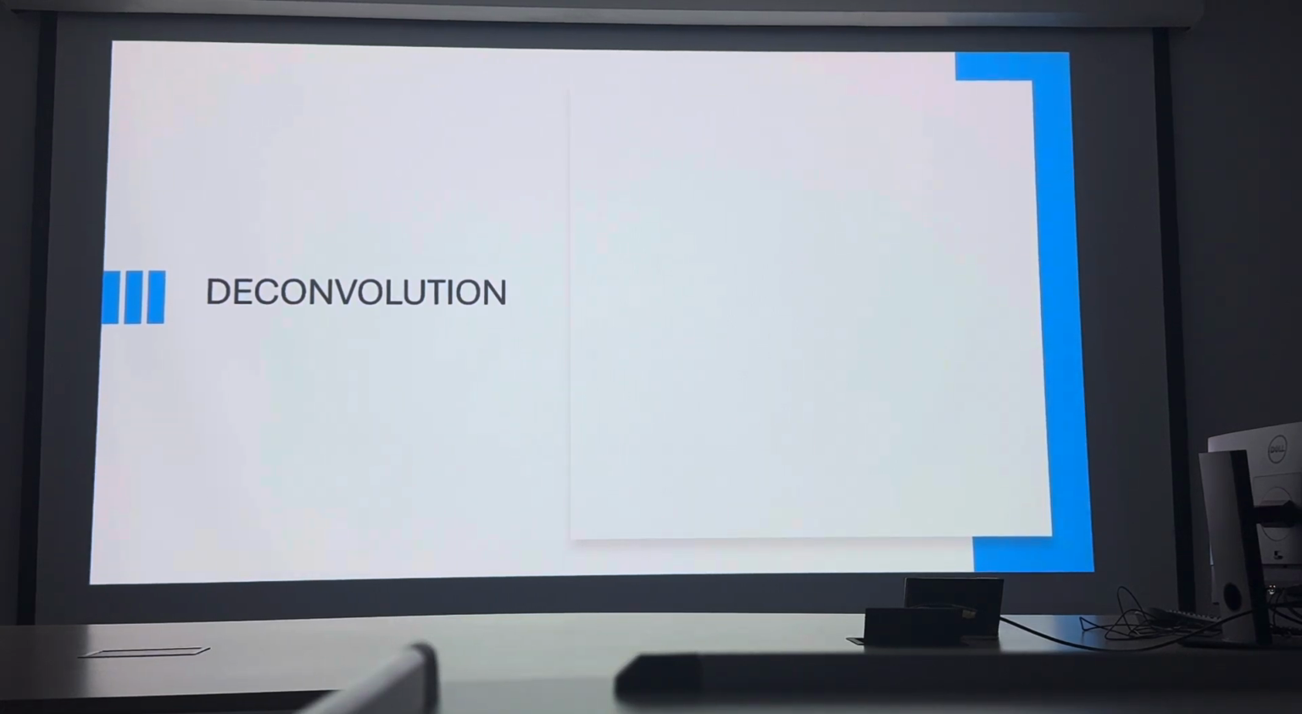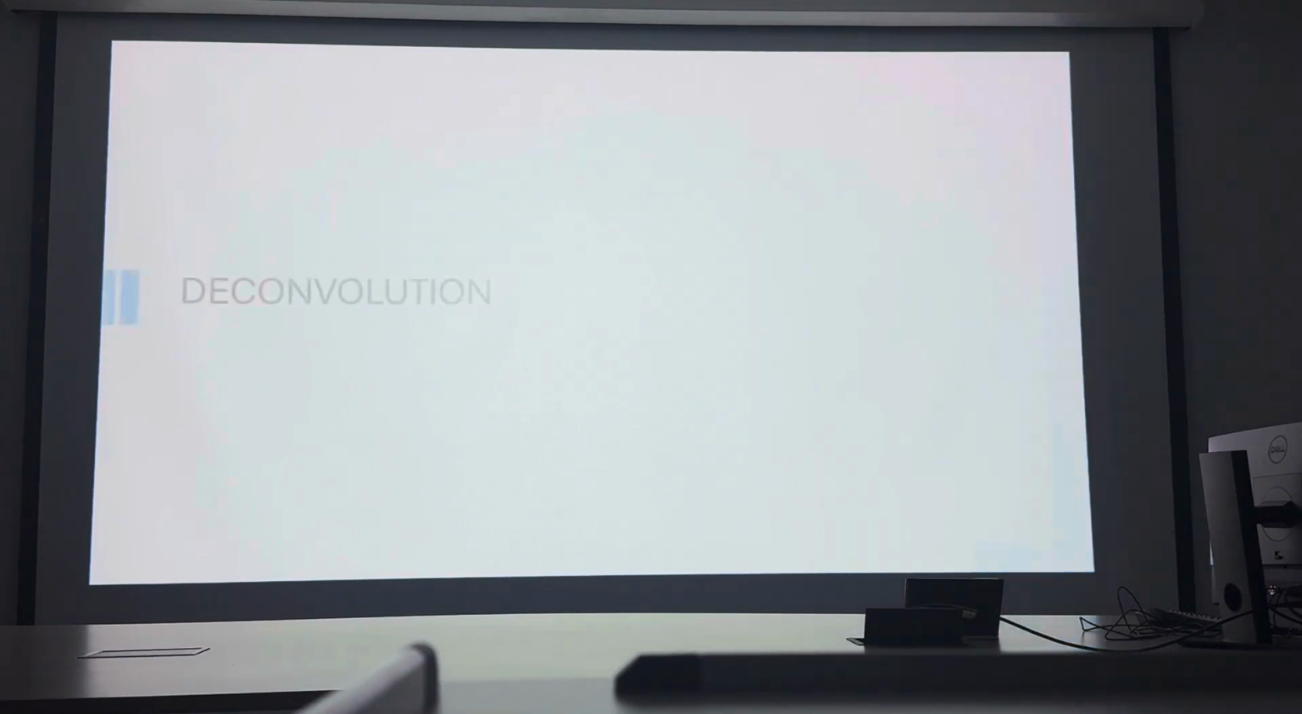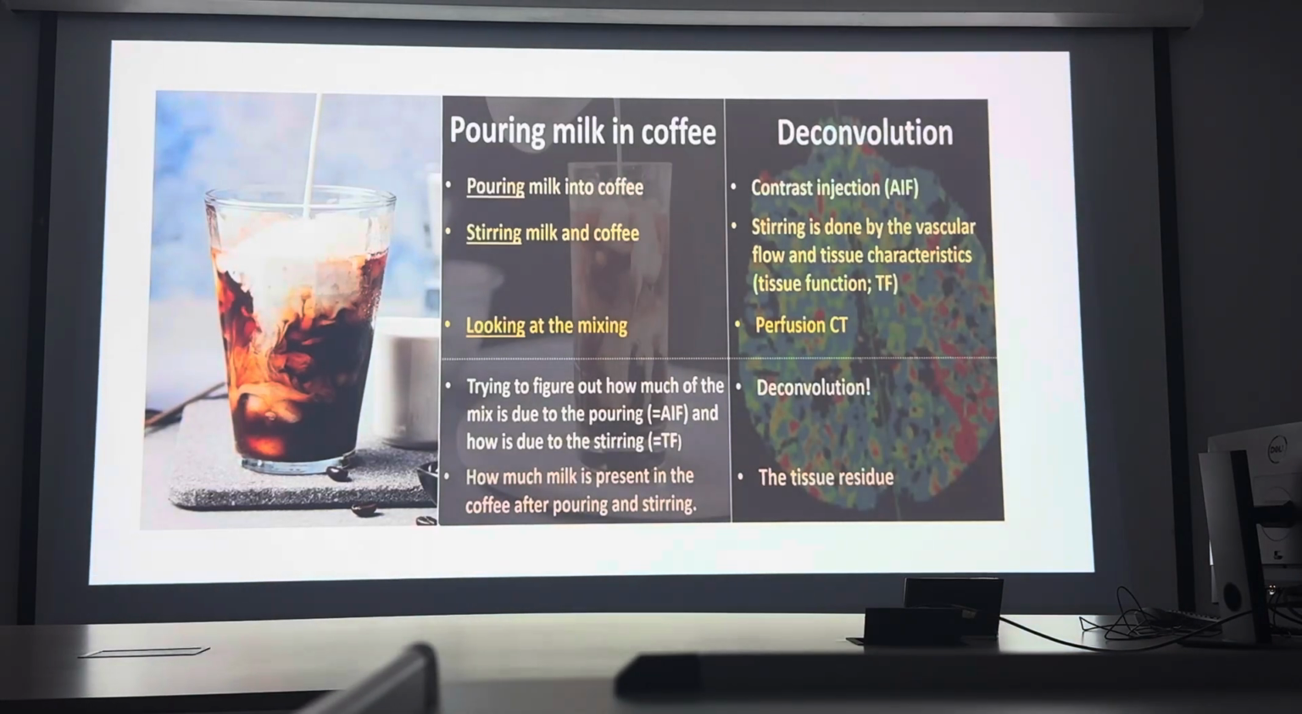If we want to understand it more, let's take this very nice example, which is pouring milk into a glass of coffee. Let's understand what happens if we pour milk into the glass of coffee and apply it to the deconvolution concept and how we evaluate our capillary network.